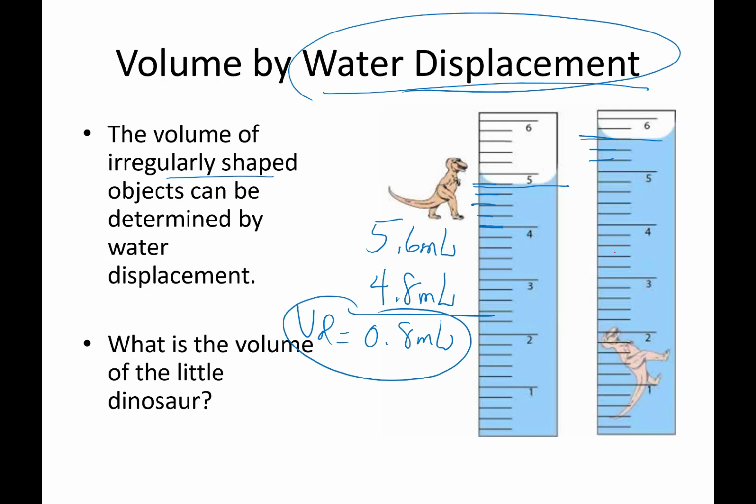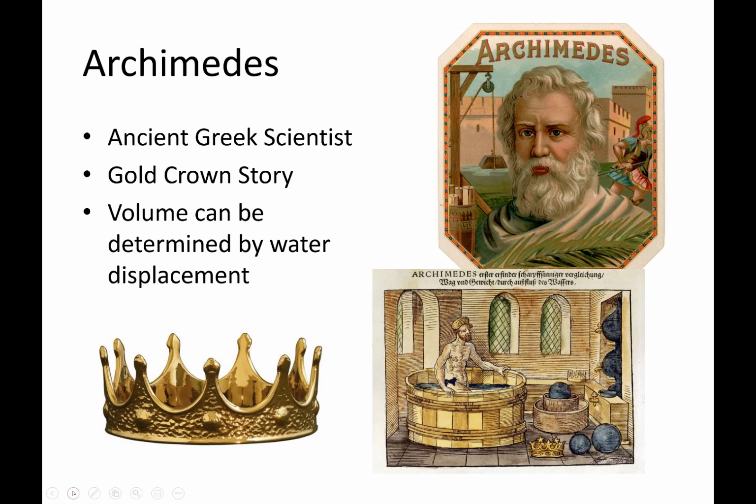How much water was pushed out of the way by this irregular shape? It's a commonly used technique when finding the volume of something odd-shaped. And that technique, as applied to density situations, was first determined by a fellow named Archimedes. Archimedes was a very famous Greek scientist, who lived more than 2,000 years ago. And let me tell you a story.